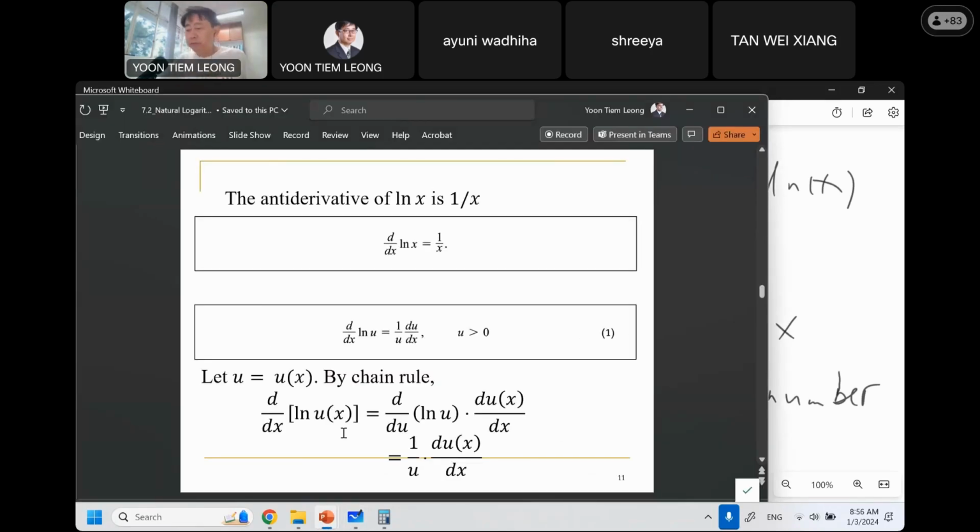We are going to continue to talk about more properties of the natural log. The derivative of the natural log is 1 over x by definition. If you generalize this to the function of u of x, then you have these results.